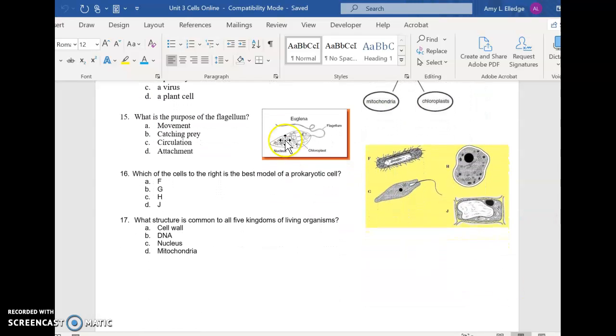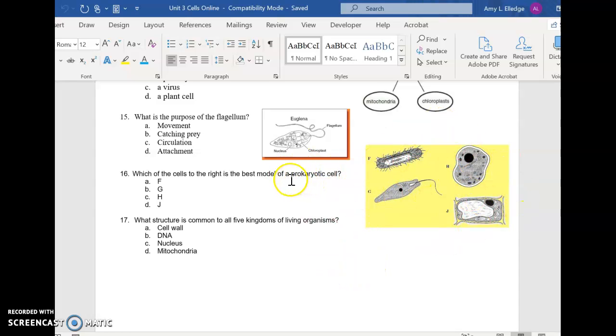Number 15, what is the purpose of a flagellum? Well, that's a long whip-like tail that is helpful for movement. Which of the cells to the right is the best model of a prokaryotic cell? So these are bacteria. So which of these looks like a bacteria?